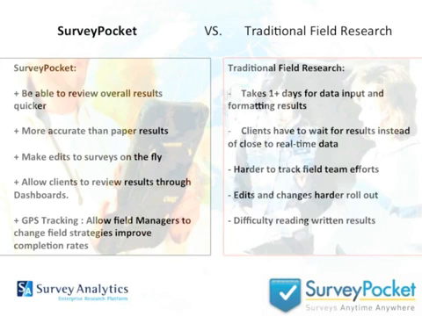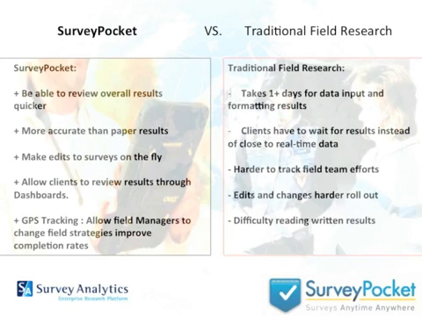Thank you. So on this particular slide here, we're going to be looking at some advantages of SurveyPocket versus traditional research. You can see that with SurveyPocket, you'll be able to review overall results a lot quicker. Whereas with traditional research, it takes up to a day or more to do data input and formatting your results for delivery. With SurveyPocket, you'll be more accurate with your paper results, and you'll also be able to make edits to your survey on the fly. So if there's any issues that are coming up that's preventing you from getting your target audience in the field, you can make those changes and deploy them a lot quicker.